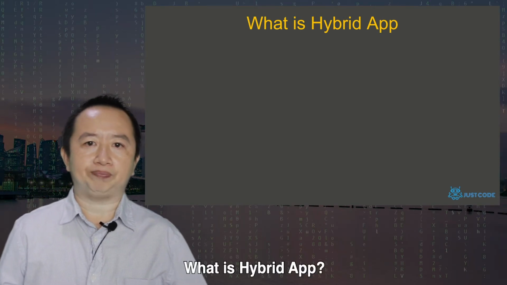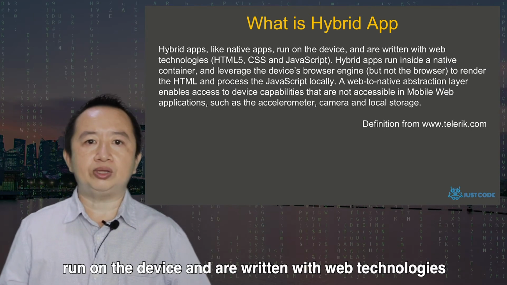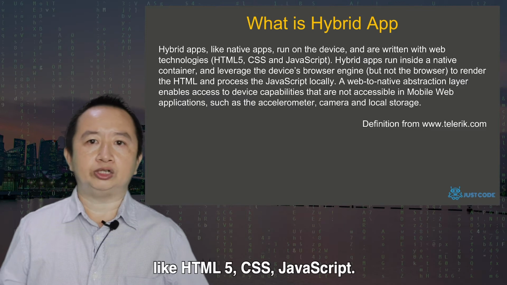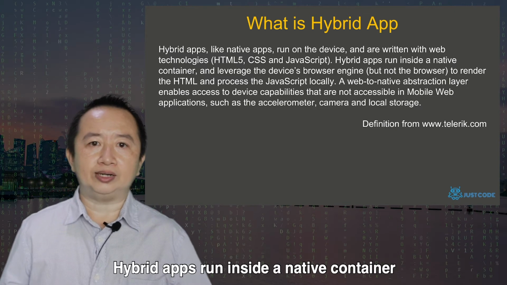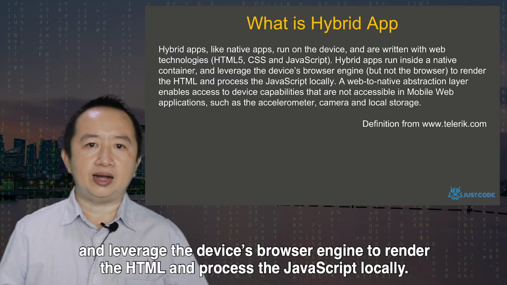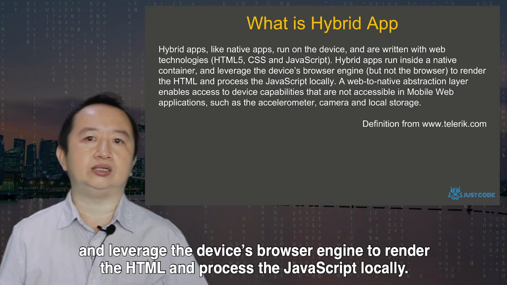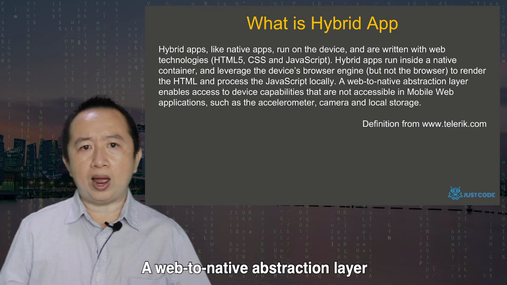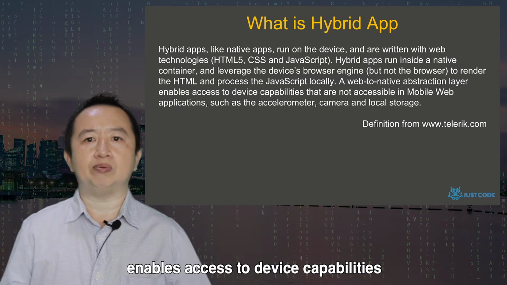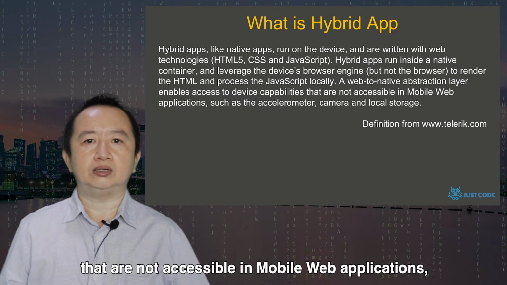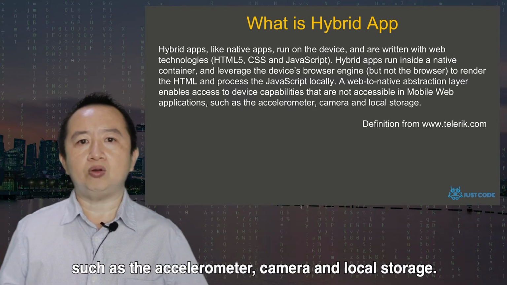What is a hybrid app? Hybrid apps, like native apps, run on a device and are written with web technology like HTML5, CSS, and JavaScript. Hybrid apps run inside a native container and leverage the device browser engine to render the HTML and process the JavaScript locally. A web to native abstraction layer enables access to device capabilities that are not accessible in mobile web applications, such as the accelerometer, camera, and local storage.